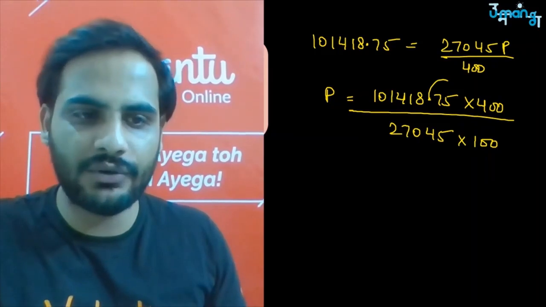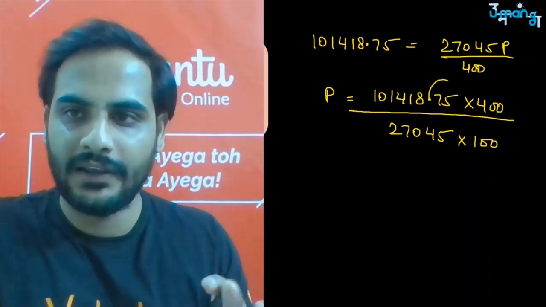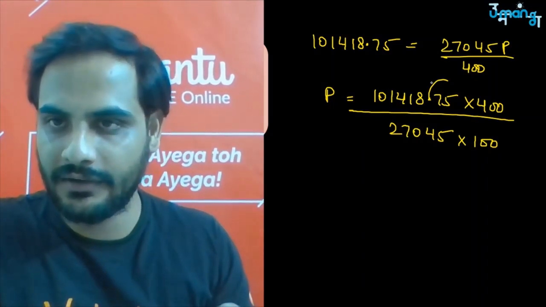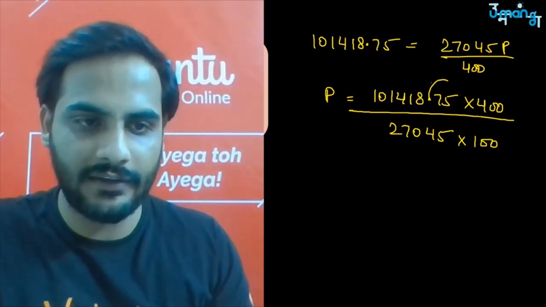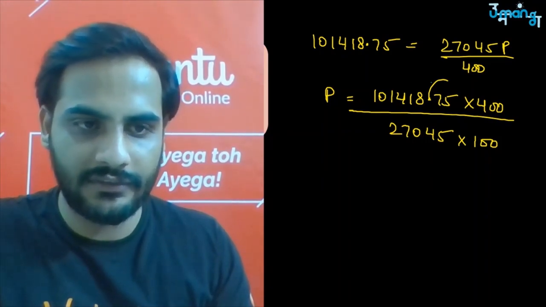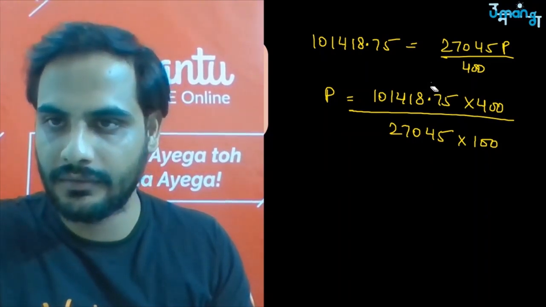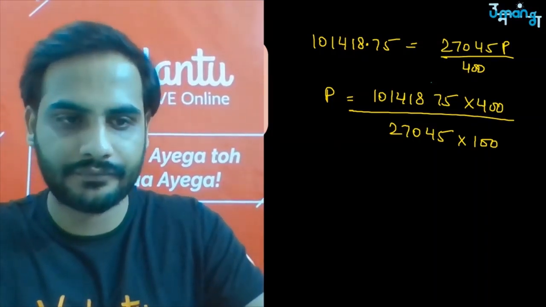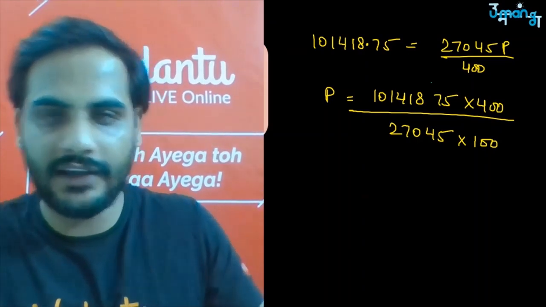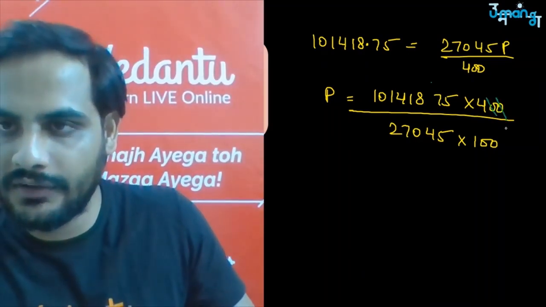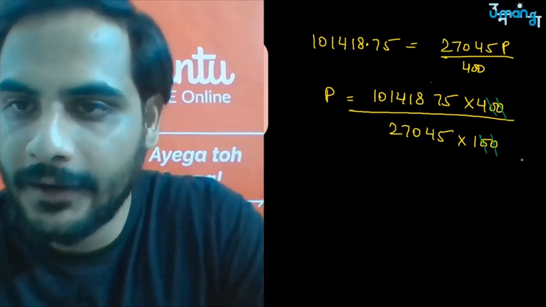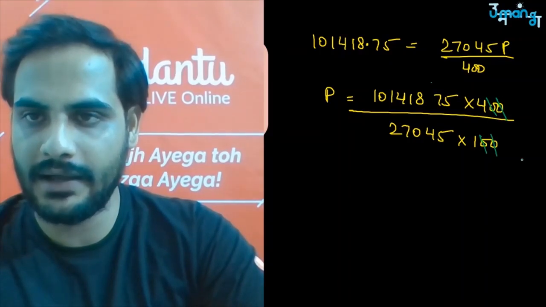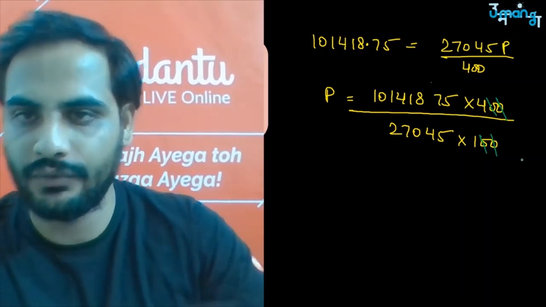Now definitely I know this 27045 in some way or the other will get cancelled. Okay, so let us look at the cancellation. If I look at the cancellation, here you can see this to this got cancelled. 27045 and this part both will not be divisible by 25. So we will start with 5.